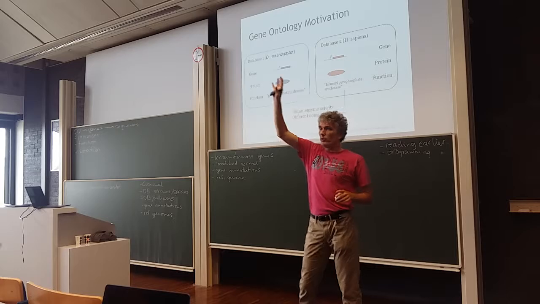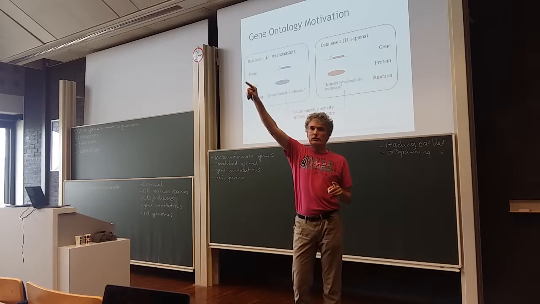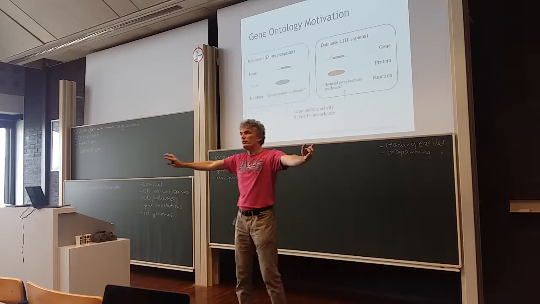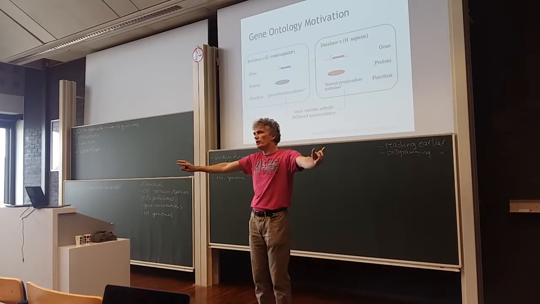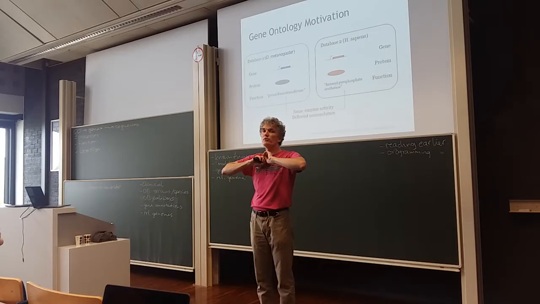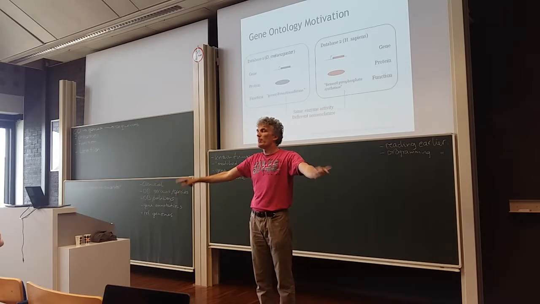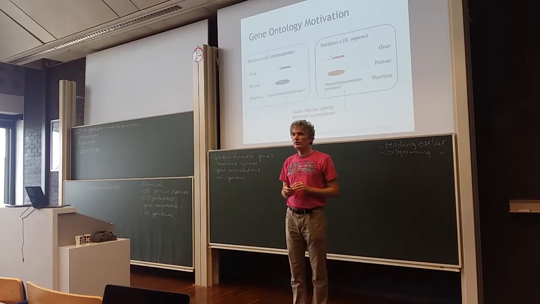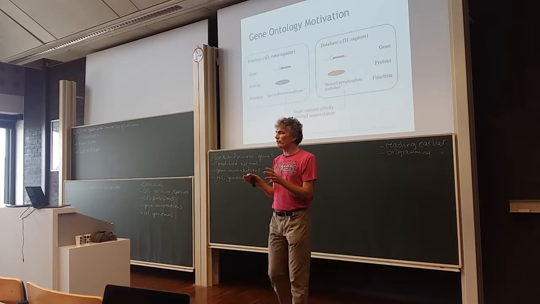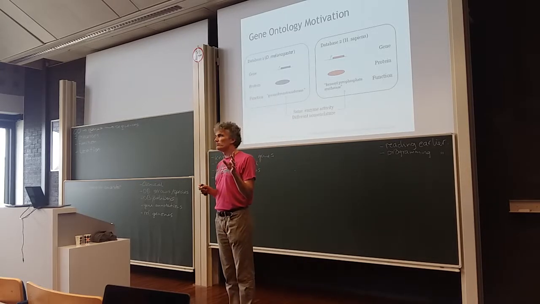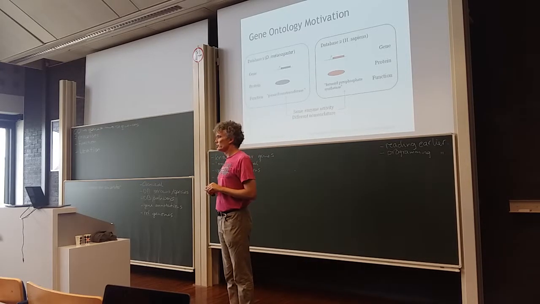So if you start with a common ancestor with a certain sequence, certain structure, certain function, it starts diverging. There's actually really only one way to keep the function. You can change the sequence as much as you like, but if you start changing the structure too much, it's very likely that you lose the function. Yeah? Get it? Okay.